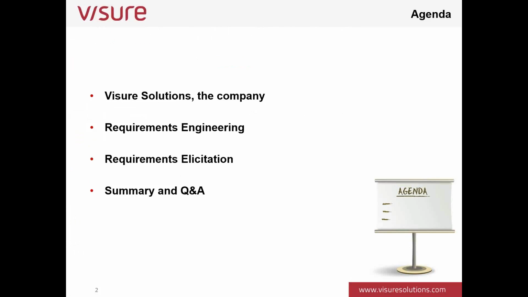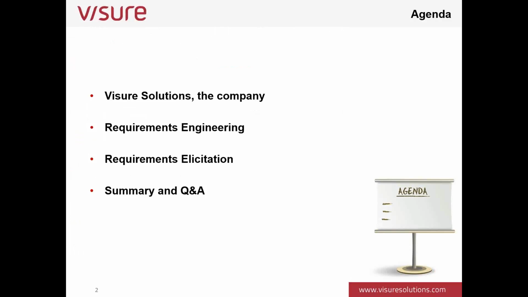Okay, and the first point is going to be to explain the agenda for today. First of all, I'm going to introduce lightly our company, Visure Solutions, just a couple of slides in order to set a background for our company. It will be really fast, I promise. And after that, we will be starting with the first of the two main topics for today's webinar, which is going to be requirements engineering.